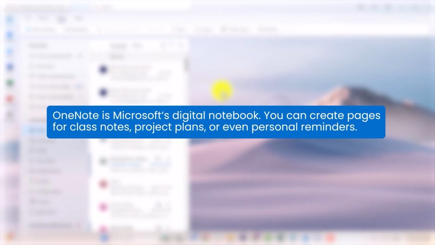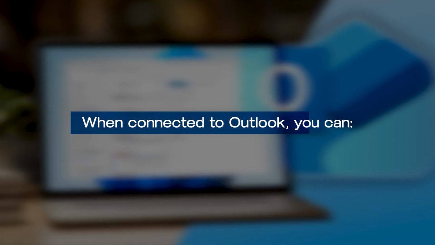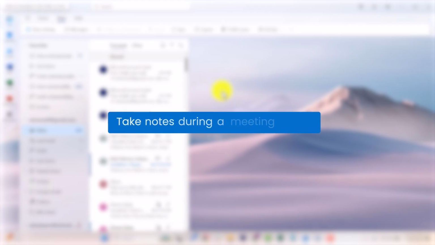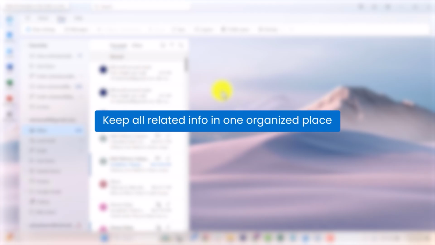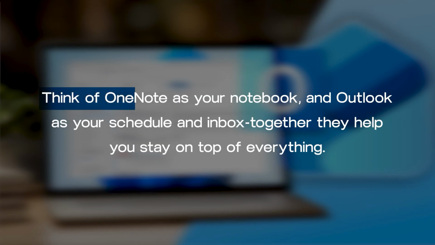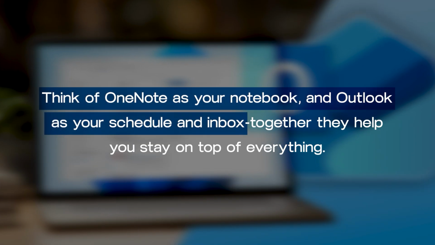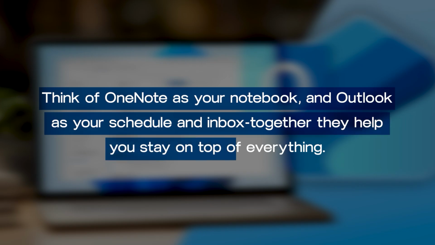OneNote is Microsoft's digital notebook. You can create pages for class notes, project plans, or even personal reminders. When connected to Outlook, you can save emails to OneNote, take notes during a meeting or lecture, and keep all related information in one organized place. Think of OneNote as your notebook and Outlook as your schedule and inbox. Together, they help you stay on top of everything.